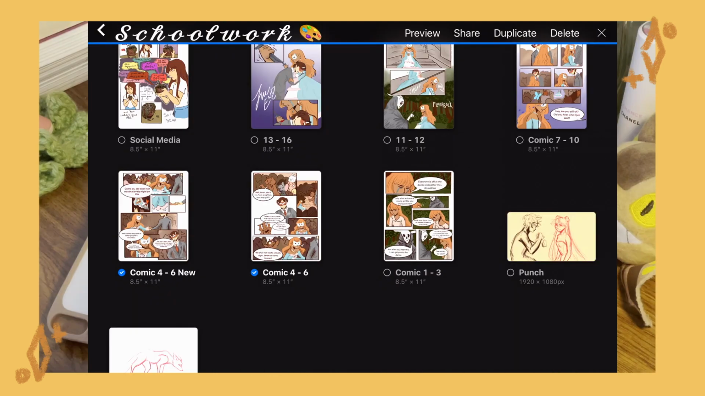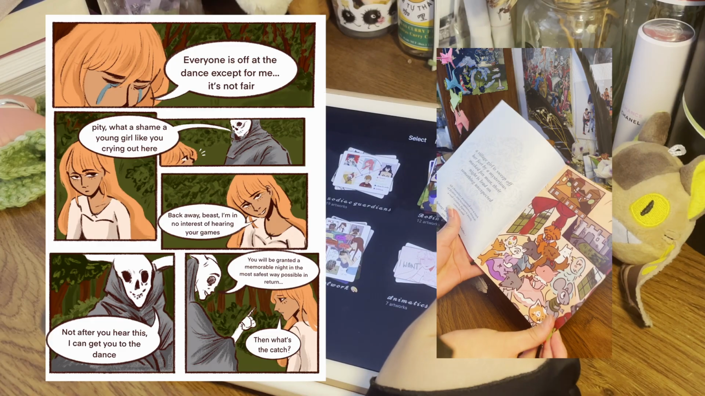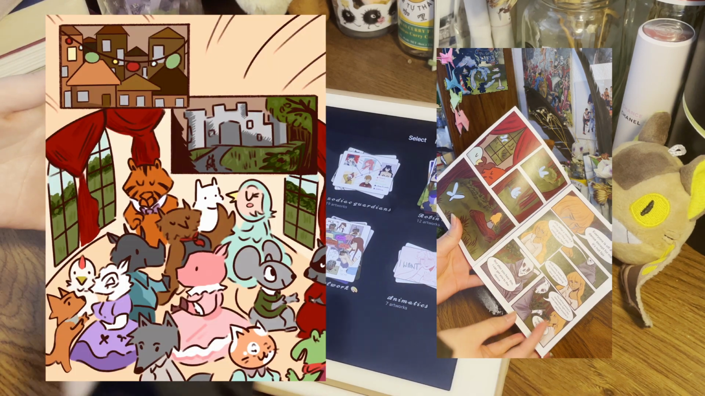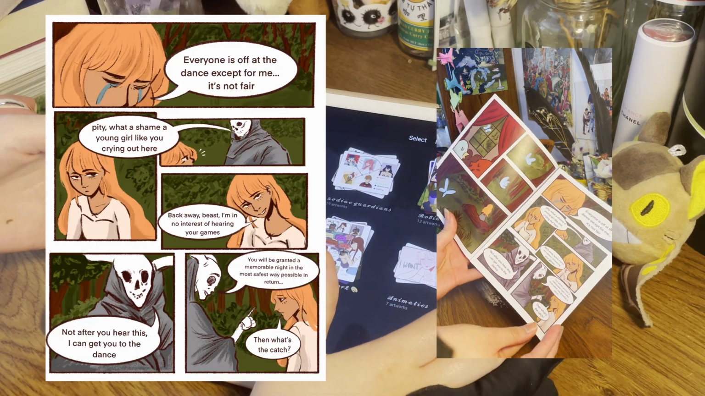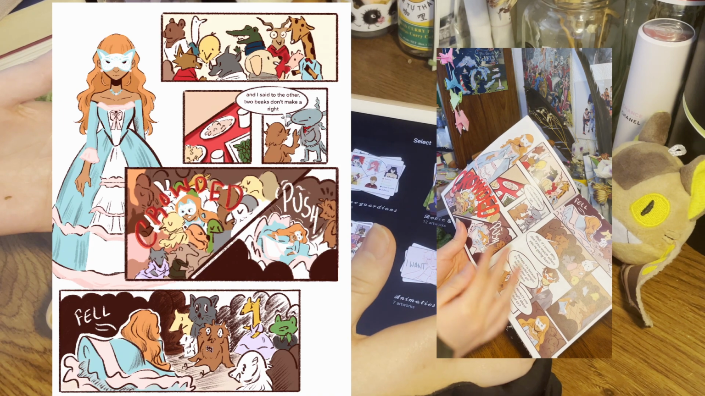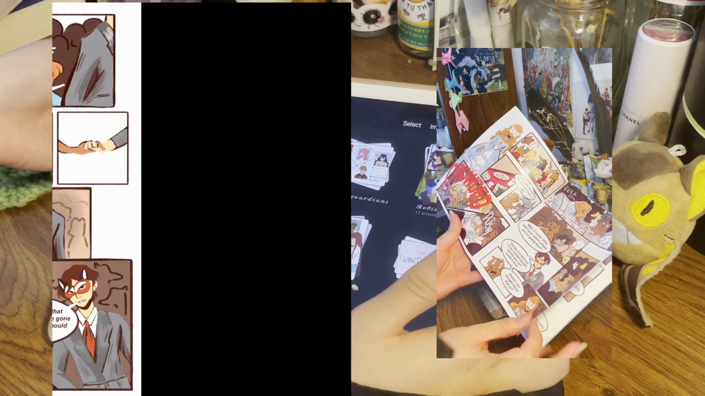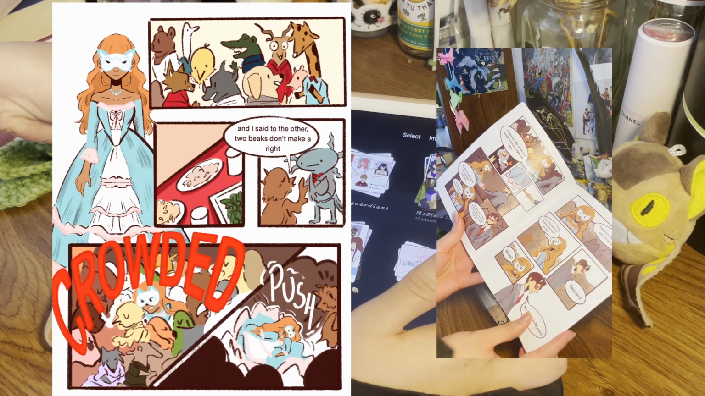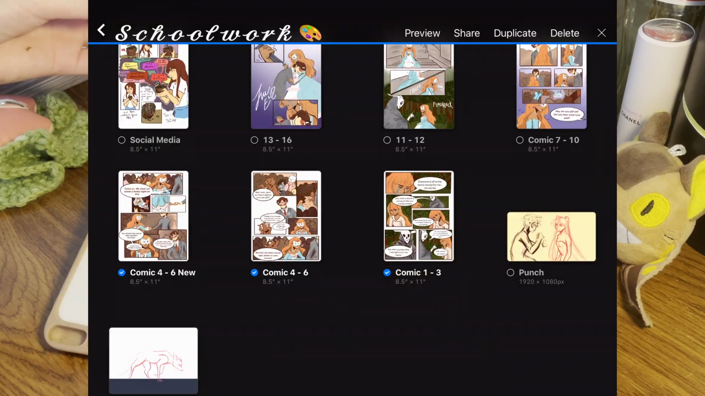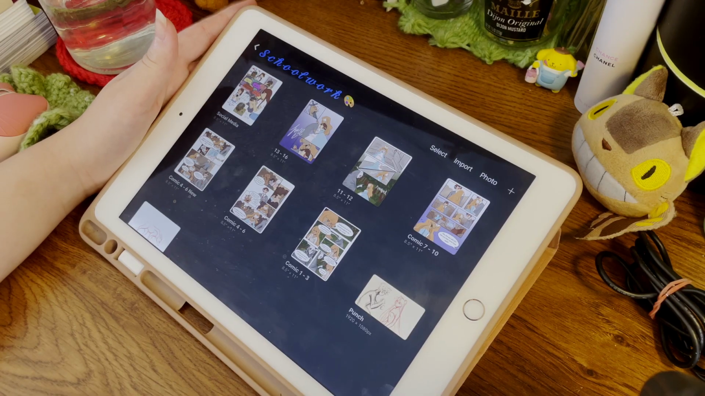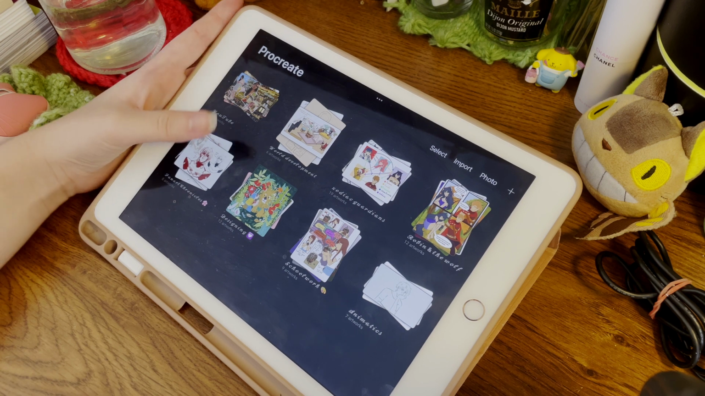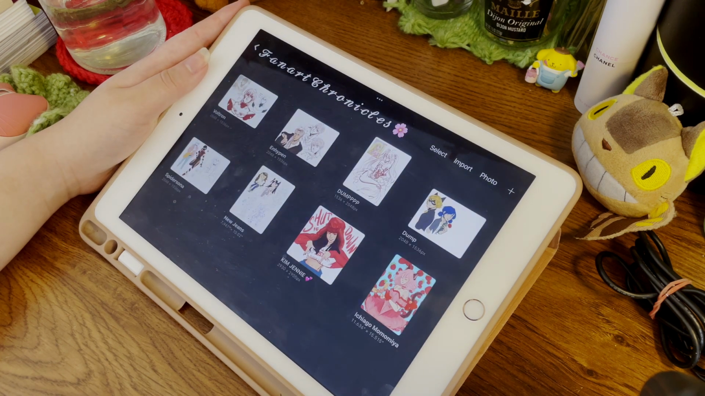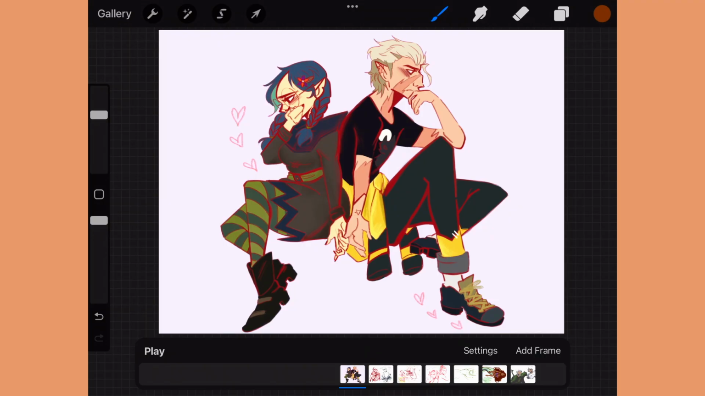On to the next page I have, which is school work. I have a lot of things that I did at the start of my first year in comics and illustration, doing my assignments and printing out a comic for the first time. It was a really thrilling and incredible learning experience that I went through. And yeah, I just can't wait.